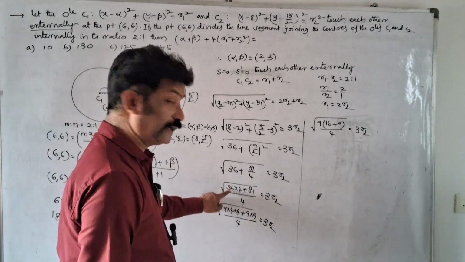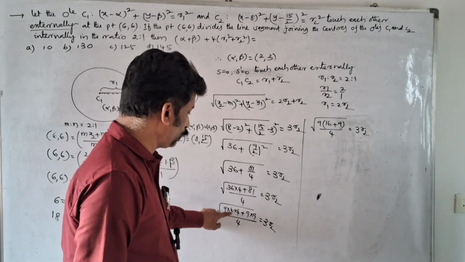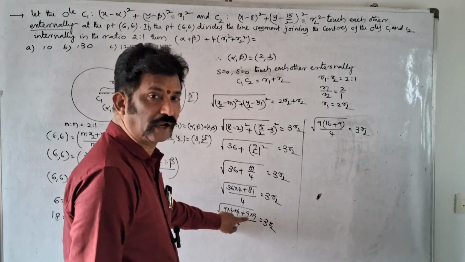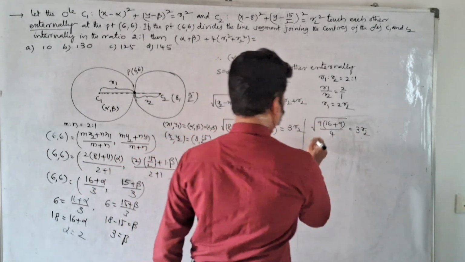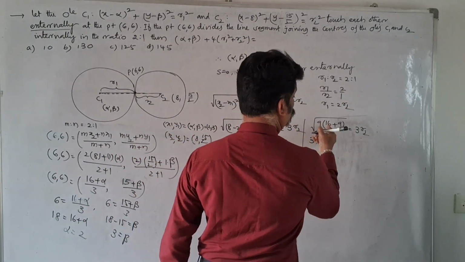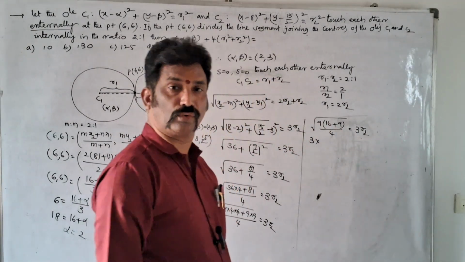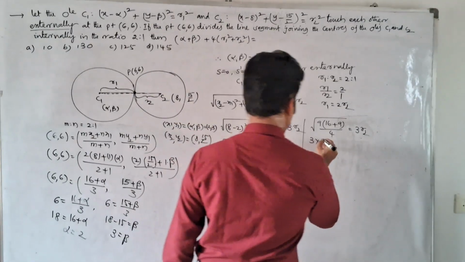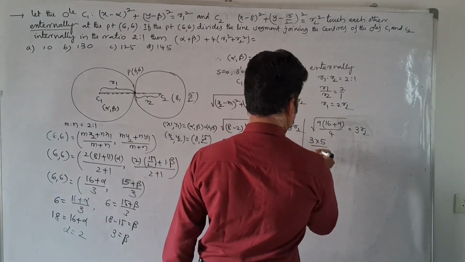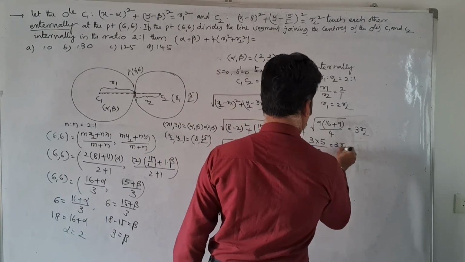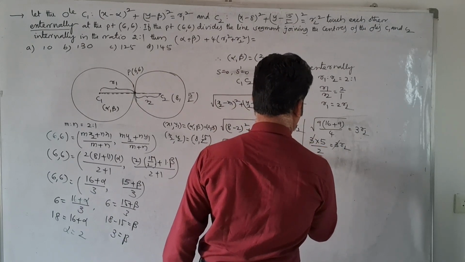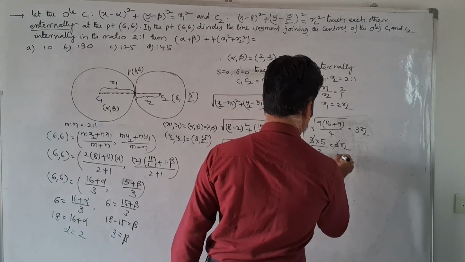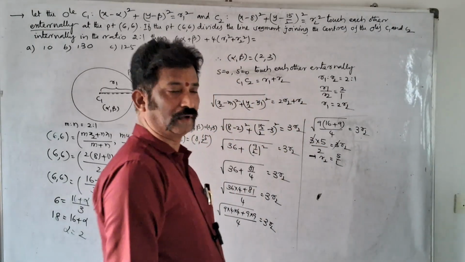Understood? So this 36 can be written as 9 into 4, and 81 can be written as 9 into 9. So root 9 is equal to 3. Root 16 plus 9 is equal to root 25, that is equal to 5, by root 4 is equal to 2, is equal to 3r2. Now 3 cancels. So r2 is equal to how much? 5 by 2. R2 ready.